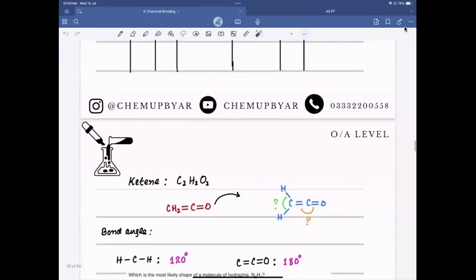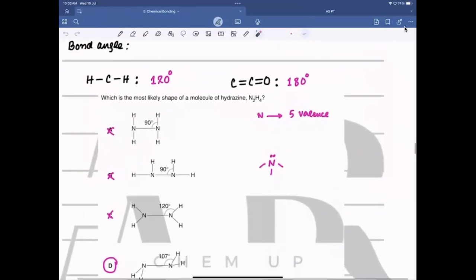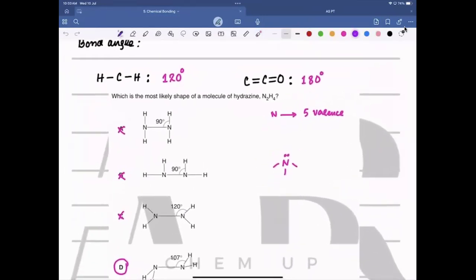Okay, so here we have ended yesterday. Now, if you look at this question, they are asking about the most likely shape of the hydrazine molecule.